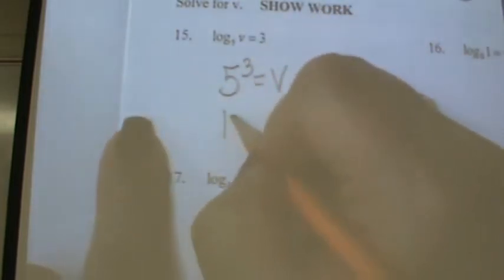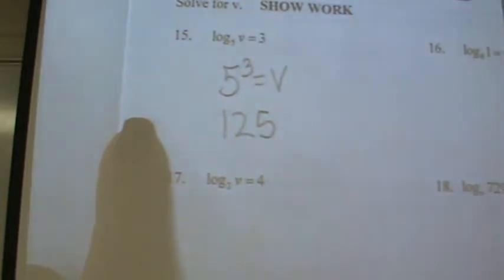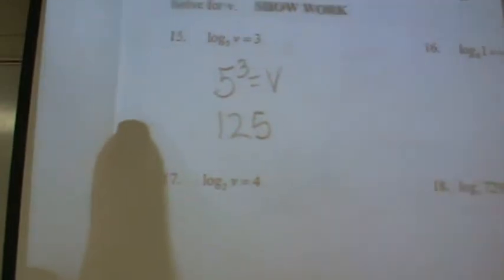Show your work. How do you solve for v? If you rewrite this, 5 to the third power is v. Well, what is 5 to the third power? 125. What? I know, I like that, my math is correct.